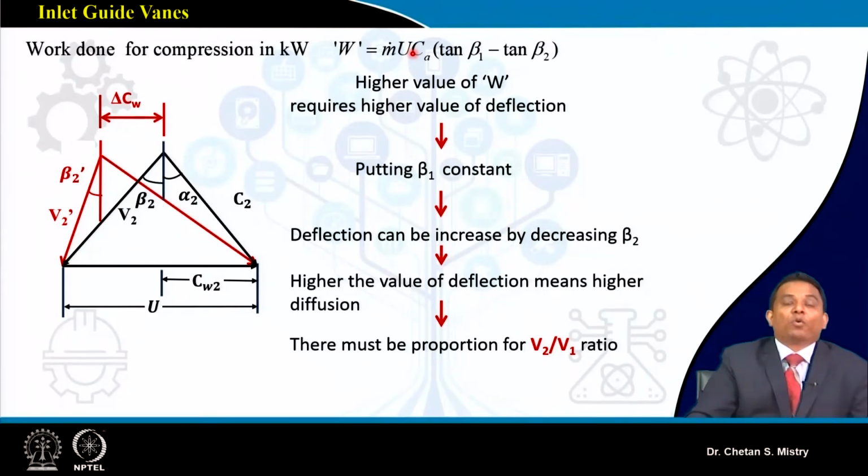Now work I am correlating with my compression ratio. If that is your case, and my beta 1 I am assuming to be constant, that means it is a function correlating my axial velocity and peripheral speed. I am putting my beta 1 to be constant. What it says is, in order to achieve high work, you need to decrease your beta 2.